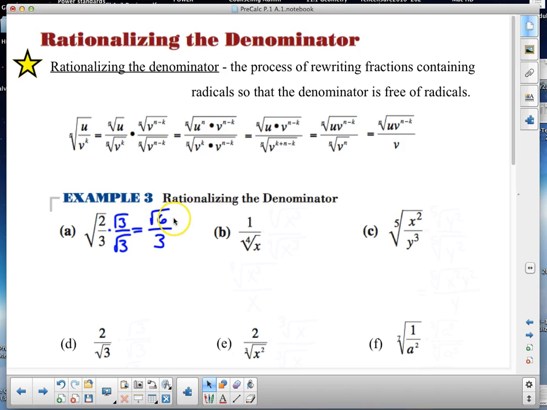Now, in this next one, I got 4 as my index. This is x to the first. I've got to multiply by the fourth root of x to the third, to be able to have it come out from underneath the radical. So now it's the fourth root of x to the third times the fourth root of x, which is the fourth root of x to the fourth, which now reduces to x on the bottom. And on the top, it's the fourth root of x to the third.